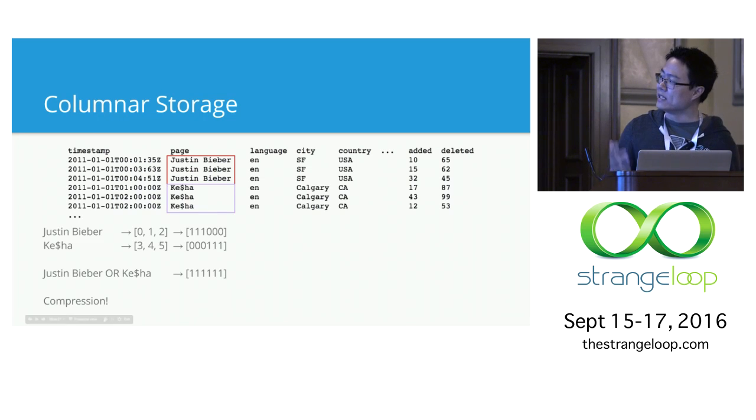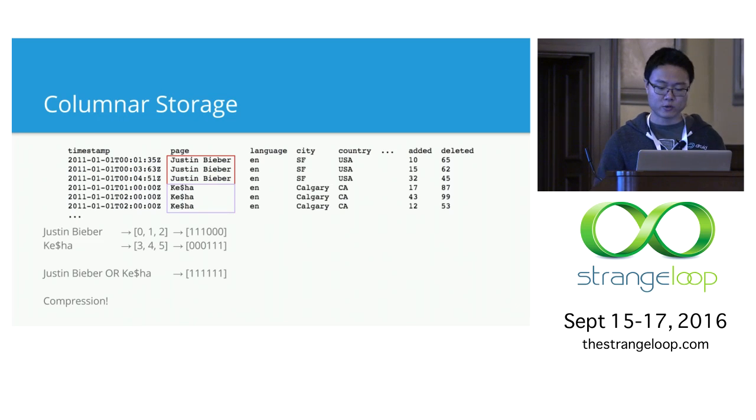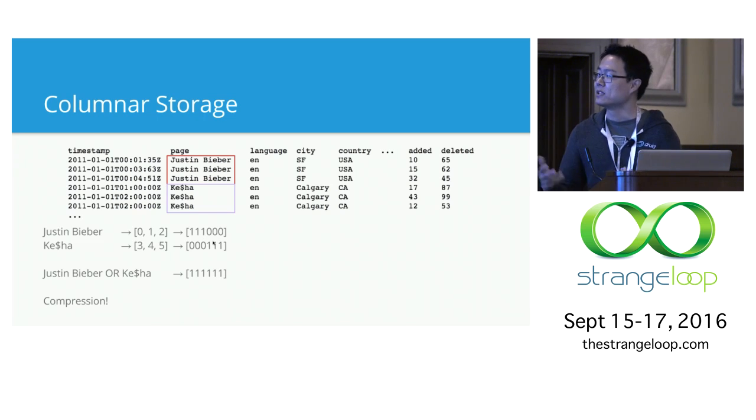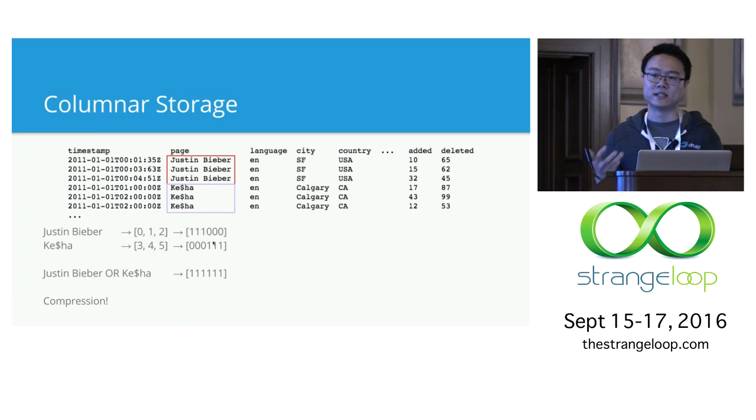And it's really easy to also do Boolean operations with these binary arrays. If you ever want to issue a query that's Justin Bieber or Kesha, then you simply do a Boolean OR of these binary arrays. And these bitmap indexes, as they're called, or inverted indexes, if you're familiar with the search world, these arrays of 0s and 1s are very easy to compress, and they're not very expensive to store either.